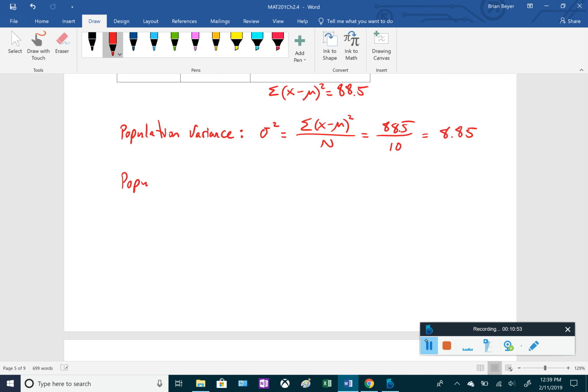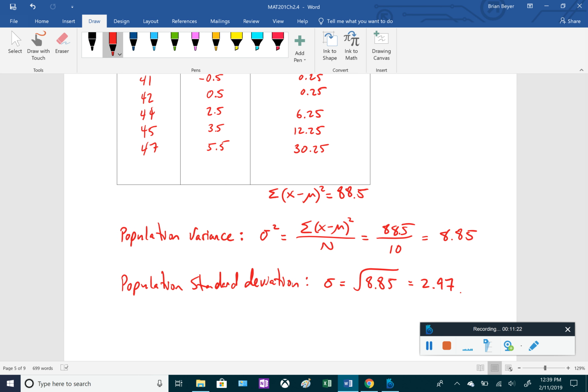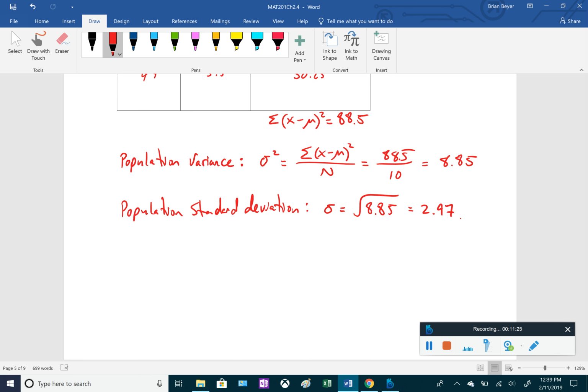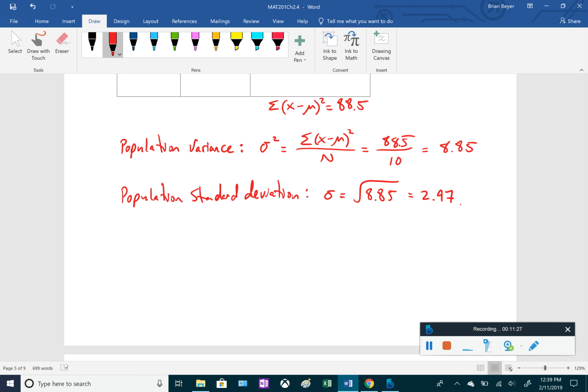For the population standard deviation, all we have to do now is take the square root of that. So the population standard deviation is sigma, which is the square root of 8.85, which is about 2.97. I think I rounded here. So 2.97. It's not awful. Once you make that little table, it's pretty simple. So that's the population standard deviation, 2.97, and the population variance, 8.85.